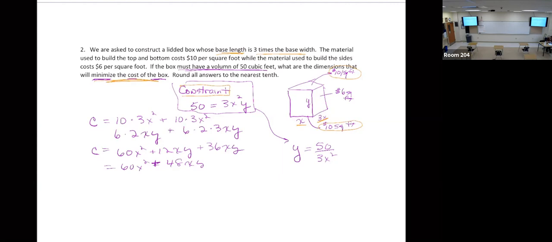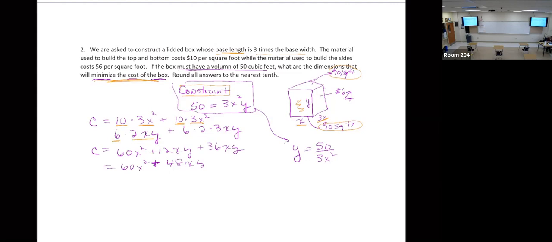What's my cost? My cost is $10 times the area of the bottom, which is length times width, which is 3x squared, plus another $10 times the area of the top, which is length times width, another 3x squared, plus you have 4 faces, right? So we have, let's see. You have 2 faces that are y times x, the front and the back of the box. So 2x times y at $6 a square foot.